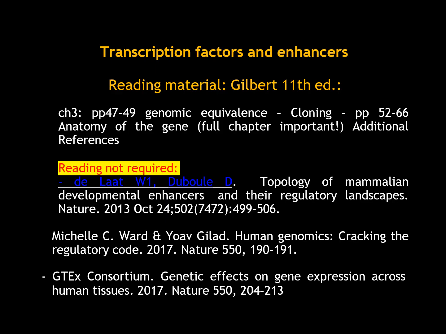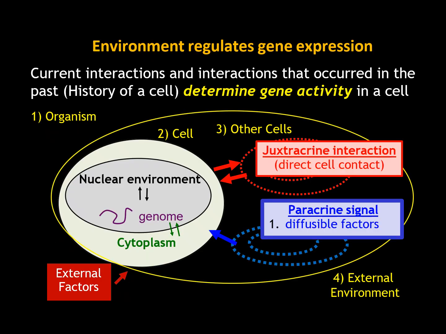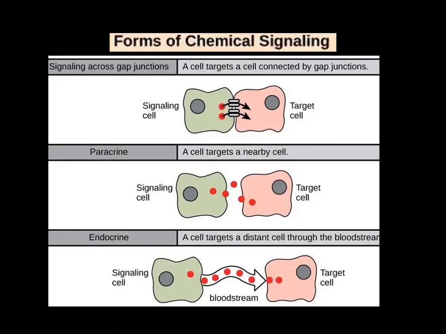Here you can find some literature from your textbook and from recent articles in case you're interested in some of these topics. From a developmental biology perspective, the history of the interactions that cells have, the previous interactions and the current interactions, will determine the gene activity. So we are going to talk about juxtacrine interactions, paracrine interactions, the interaction with the environment, and how they create different gene expression.